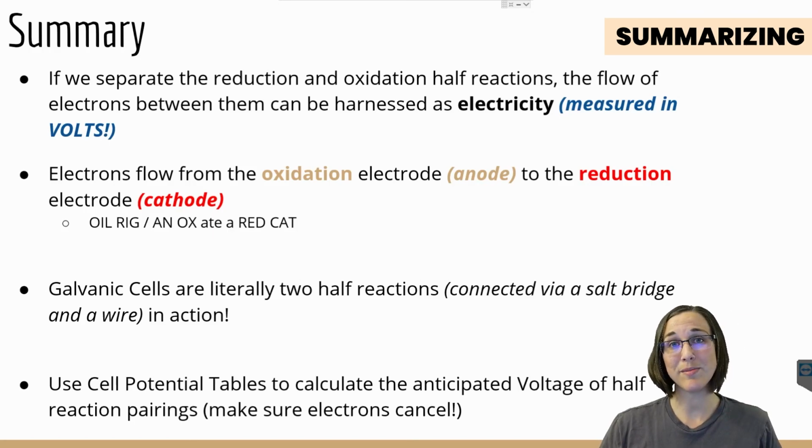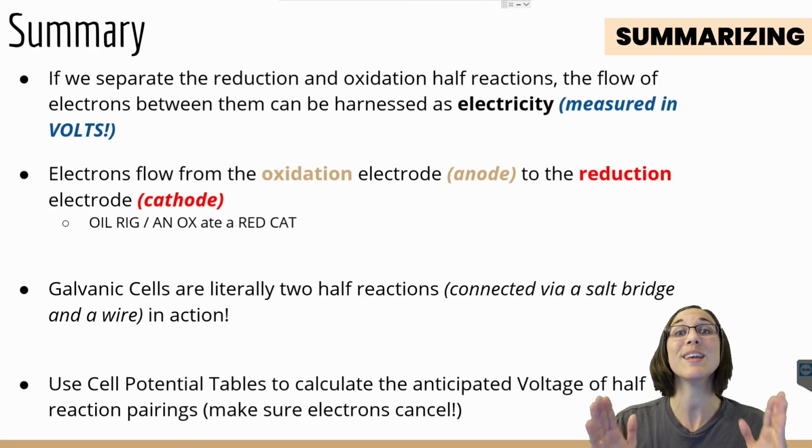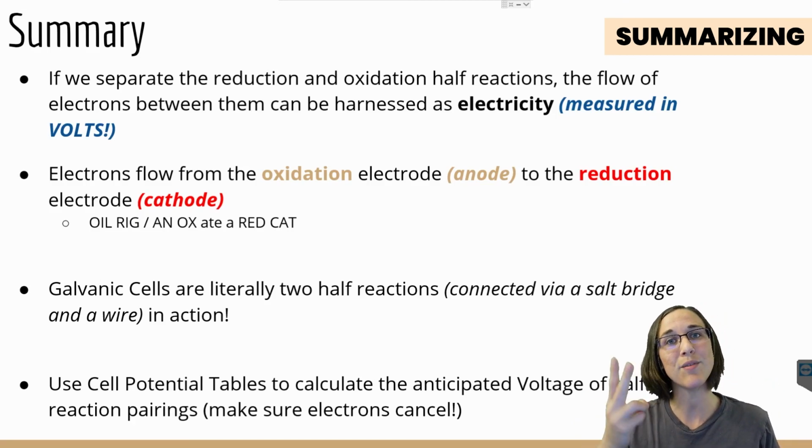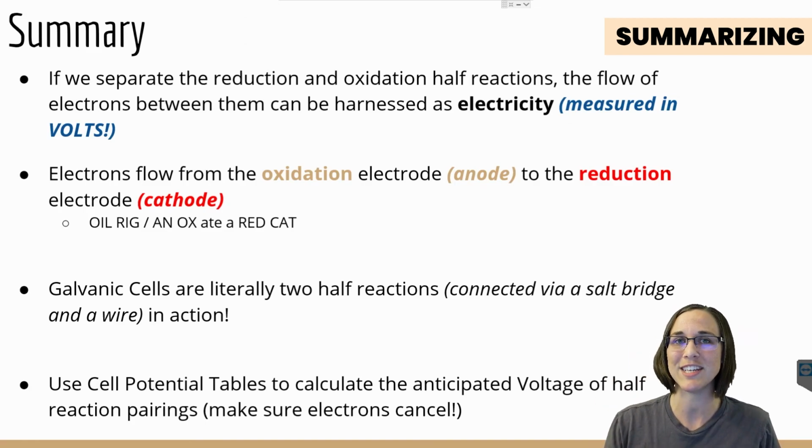If you do need to multiply the equation in order for the electrons to balance, make sure you do not multiply the voltage values by that same value. We leave those alone. The only thing we change about the voltage values is whether it's a positive or negative symbol according to the reaction as it is written.